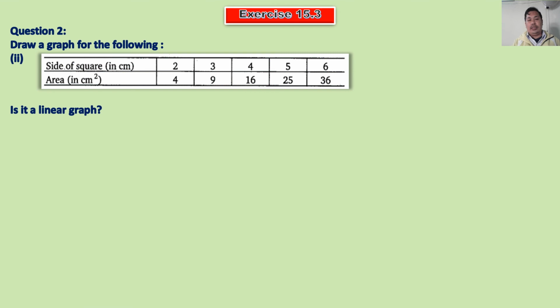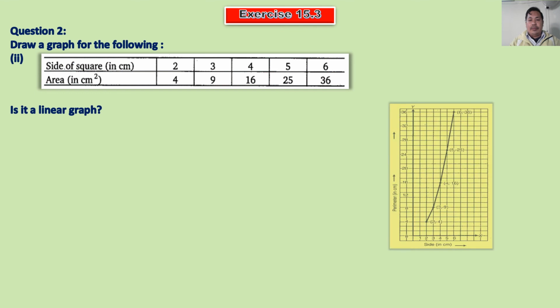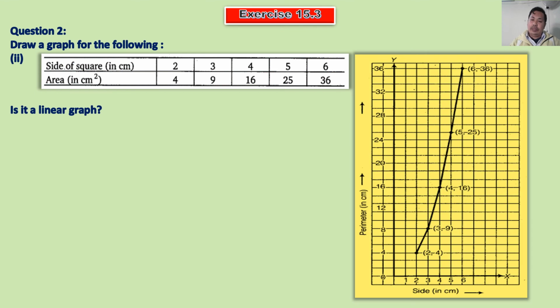Okay, clear. So let us see what the graph of this particular tabulation given here looks like. So this is the graph of this tabulation. You can see the graph here. All these areas are represented on the y-axis, therefore it goes up to 36 units, and here 6 units are there. It represents the side of the square on the x-axis, isn't it? So when the side is 2, what is the area of this square? 4 centimeter square. So 4 is here.